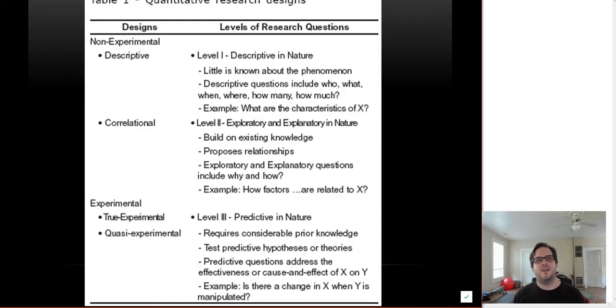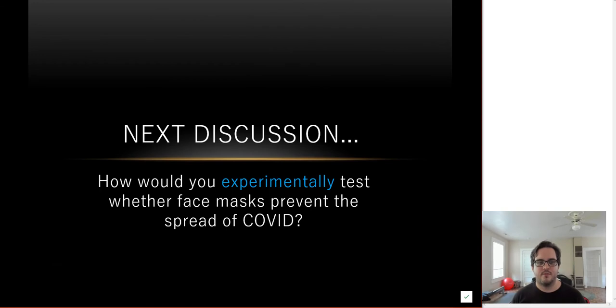All right, here is kind of an older, kind of drab-looking chart, but I find it very helpful for looking at the differences between each of these designs that we just went over, the descriptive methods, correlational methods, and then experimental methods. I recommend at least taking a look at this and going through it for yourself.